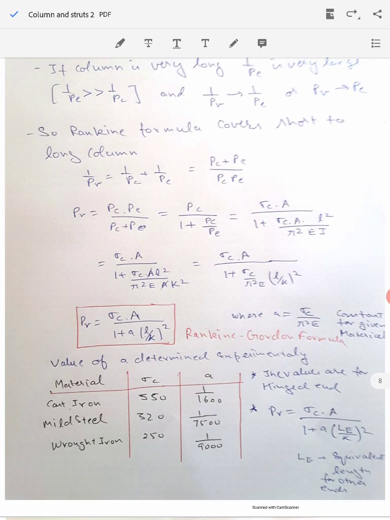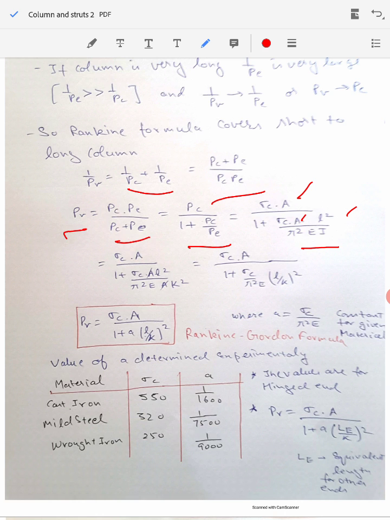We can simplify it further. So we have this formula here, 1 upon PR is equal to 1 upon PC plus 1 upon PE, and when you simplify it, it gives you (PC plus PE) divided by PC PE. So from this you can calculate the value of PR as PC PE divided by (PC plus PE). You divide the whole numerator and denominator by PE, and then you substitute the values of PC and PE. So PC is sigma C into A, and PE is pi square EI divided by L square. For A you can also write A K square, so A and A will get cancelled out.